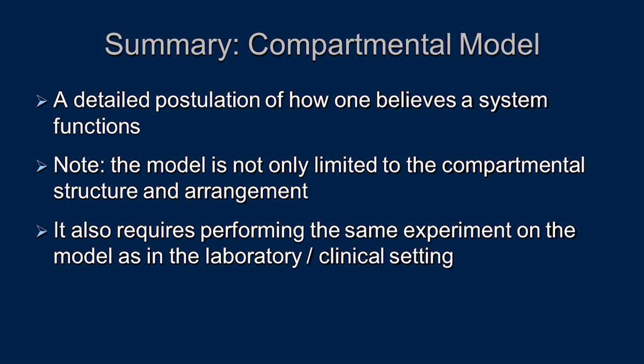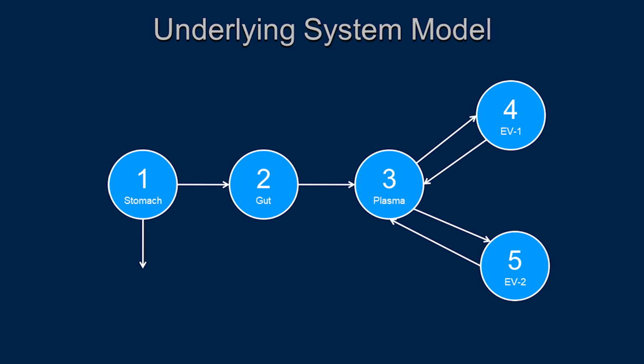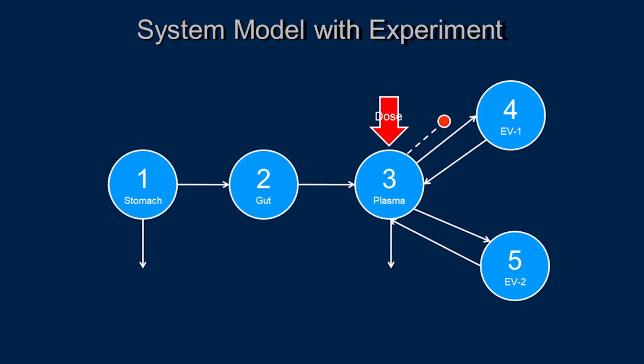So compartmental models are in their essence a postulation of how one believes a system actually functions and behaves. But the model is not only limited to the compartment structure and their arrangement. It also requires declaring what the experiment to be performed on that model is. Like I have here, for example, a 5-compartment model, 5 pools that are distributed in a certain arrangement, from left to right: stomach, gut, plasma, and extravascular pool. So I can, for example, explore this system using an intravenous dose directly in the plasma compartment. This will bypass entirely the stomach and gut model. So whatever data I have from this experiment will not be informative on whatever happens in stomach and gut because they're being bypassed.